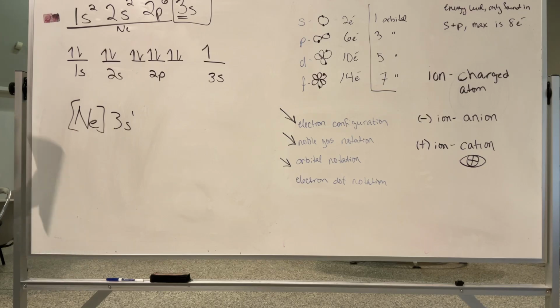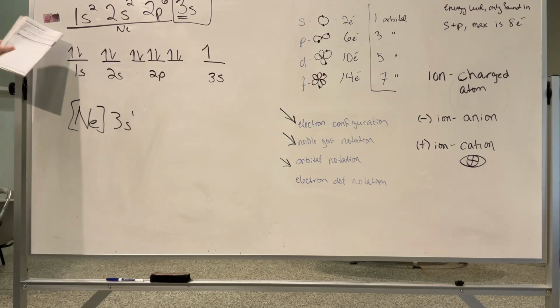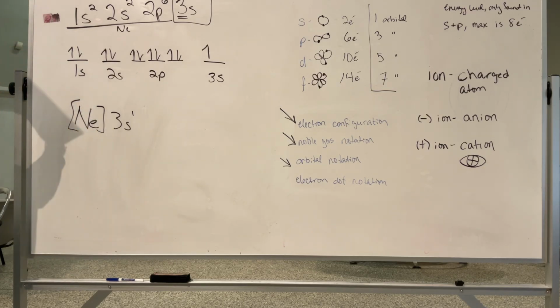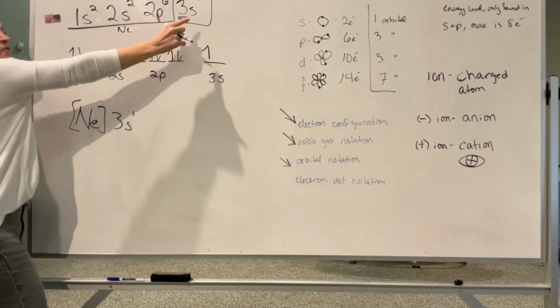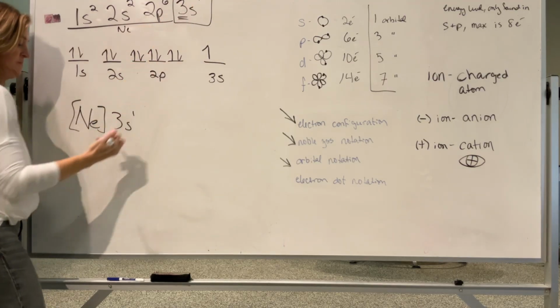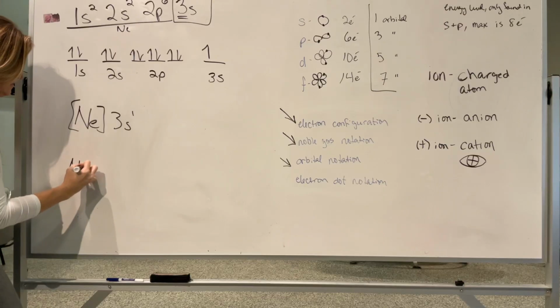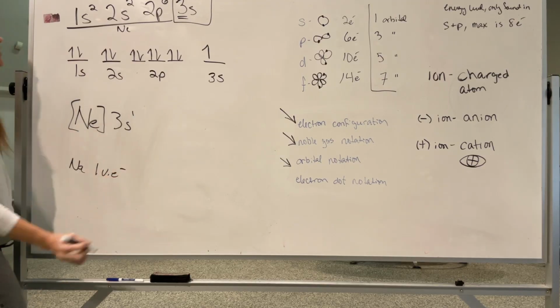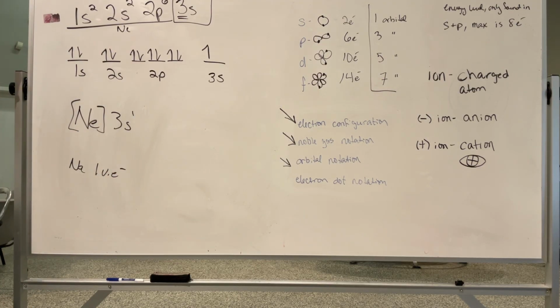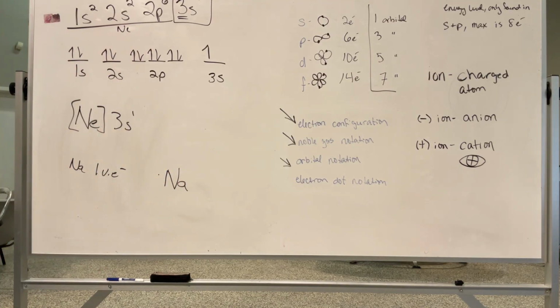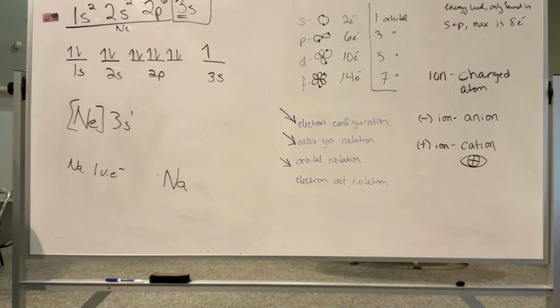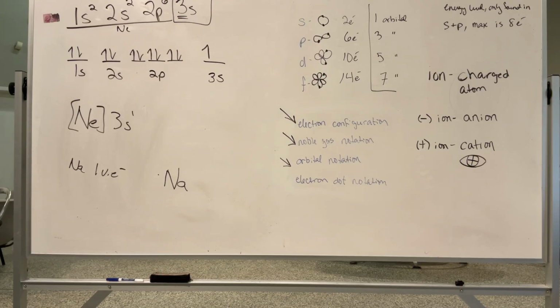Okay, so again, let's go through electron dot notation. Based on this right here, how many valence electrons does sodium have? We're going to look at the highest energy level. 1. Yeah, the highest energy level is 3, right? And I've only got 1 orbital in that highest energy level. It's the S, and there's only 1 electron. So sodium has 1 valence electron. Okay? So writing that, I'm just going to put a dot. You can put it really anywhere you want. That's sodium.